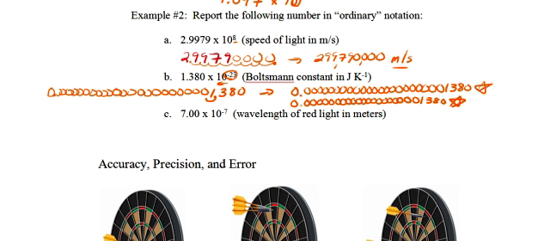But if you know that you have 1.380 times 10 to the negative 23rd compared to, in this case, 1.380 times 10 to the negative 21, you can see that this number is going to be the bigger number, and it's actually 100 times bigger. So it's easier to compare numbers that are very, very large or very, very small. All right, letter C.